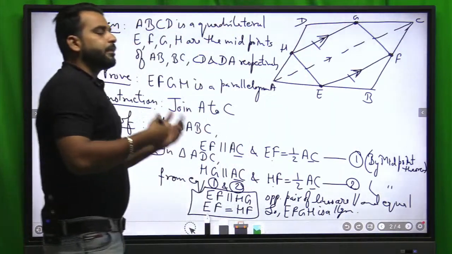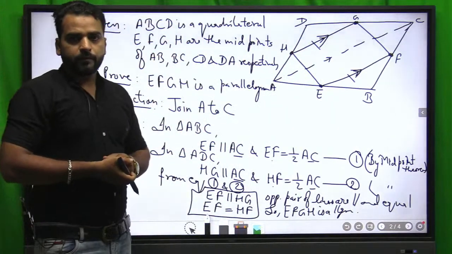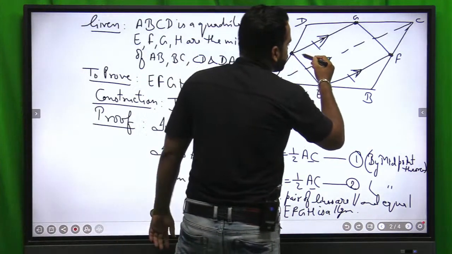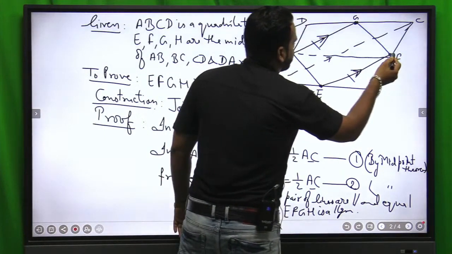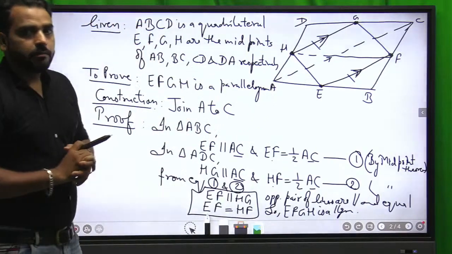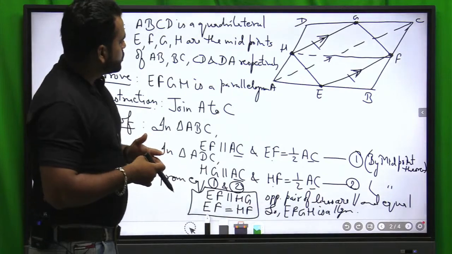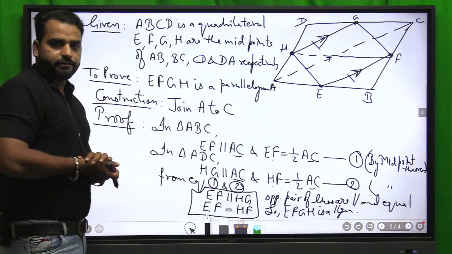Now we can apply the parallelogram properties on this figure. For that we can join H to F, and we can observe many things here, but all that work we will do in the next class. So today that much is enough.